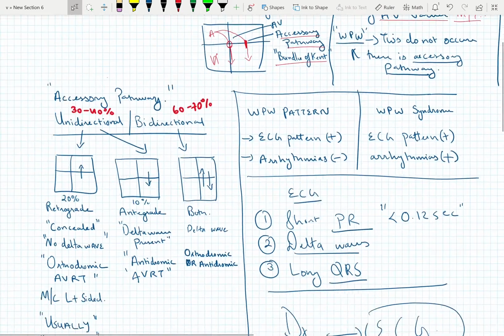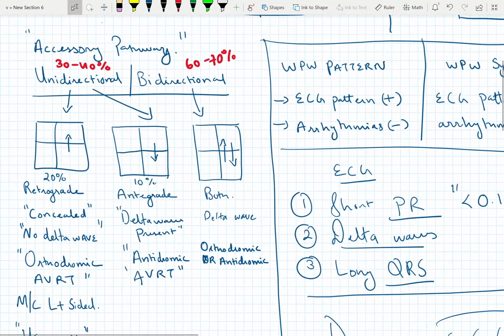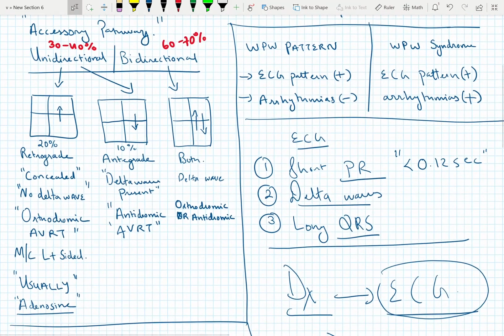Now let's talk about the accessory pathway. This is the most important thing of this topic. The accessory pathways are unidirectional or bidirectional. Bidirectional is the most common one, and unidirectional is less common. Unidirectional can be divided into two types: one is retrograde and one is antegrade.